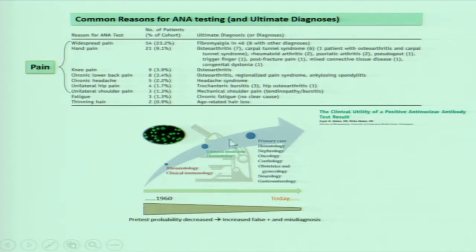And they ascribe these to the fact that the availability of the ANA testing has really spread, and obviously the use of the ANA testing for screening has also spread to multiple types of patients where perhaps, again, the pretest probability is quite low. And therefore, we are faced with a lot of false positives and misdiagnoses as time goes by.